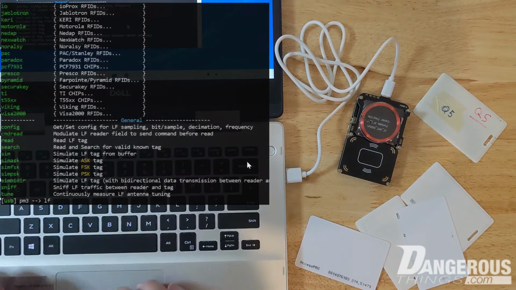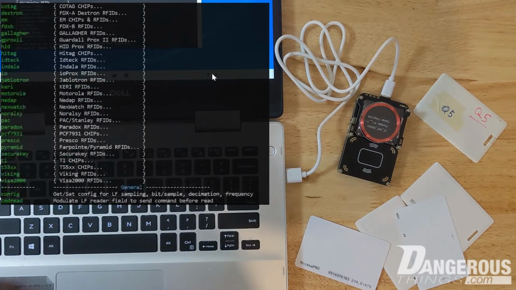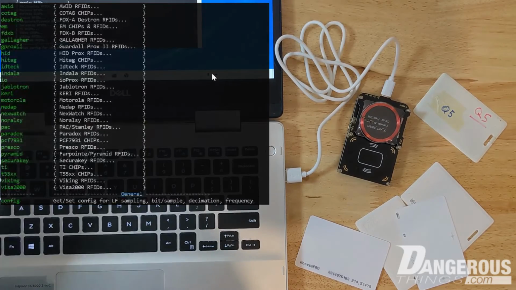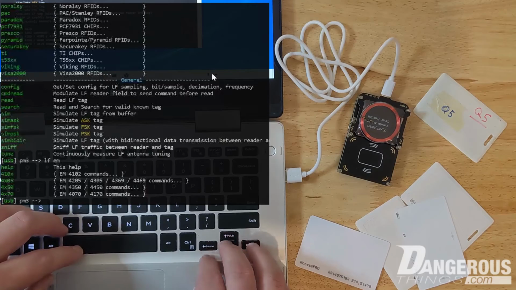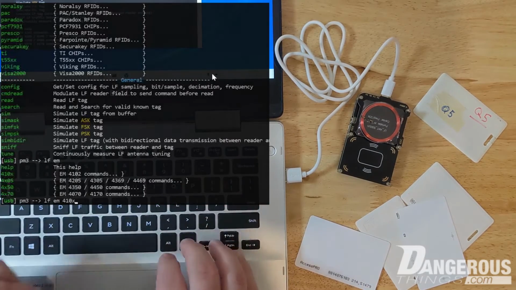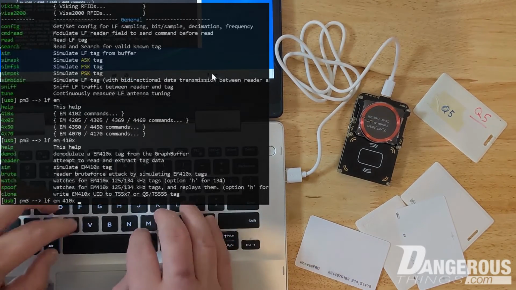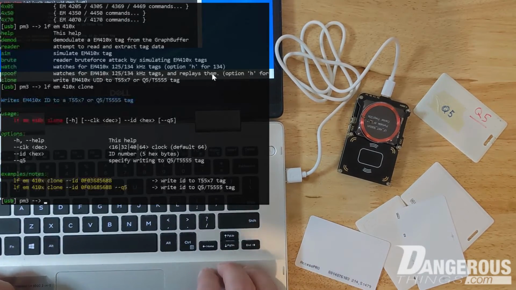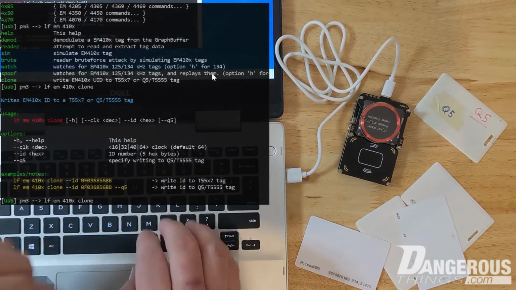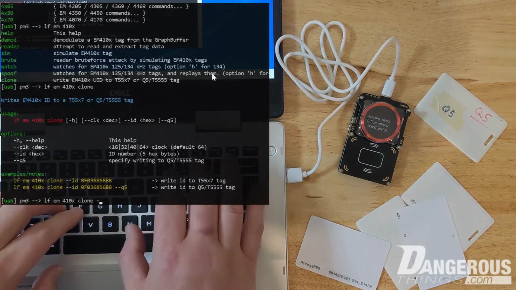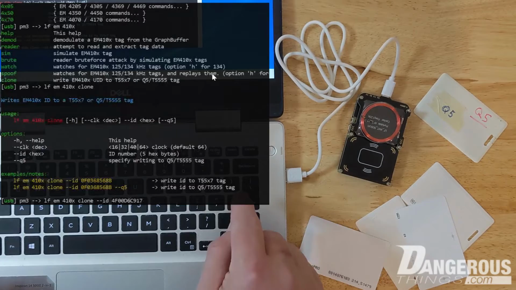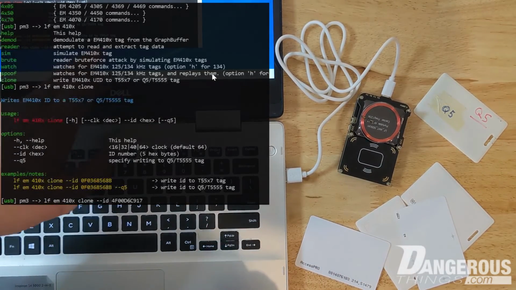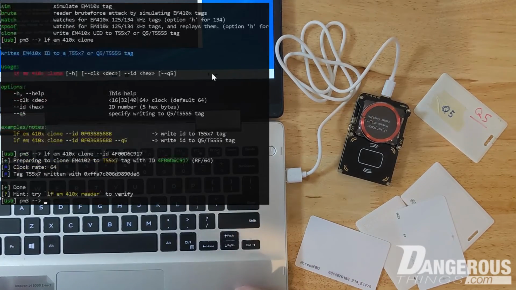And then if we look again up the list here, we can see EM is a subtype or submenu of LF, so EM. Now we know it's an EM410X, so we do 410X. And now we have a clone option. Let's see what those options are. So if we do LF EM410X clone, now we want to do ID, because we know the ID. I'm going to paste it in. And we don't need the --Q5 option because that's a different type of chip. We want to do the T5577. So we hit that. So it's going to write.